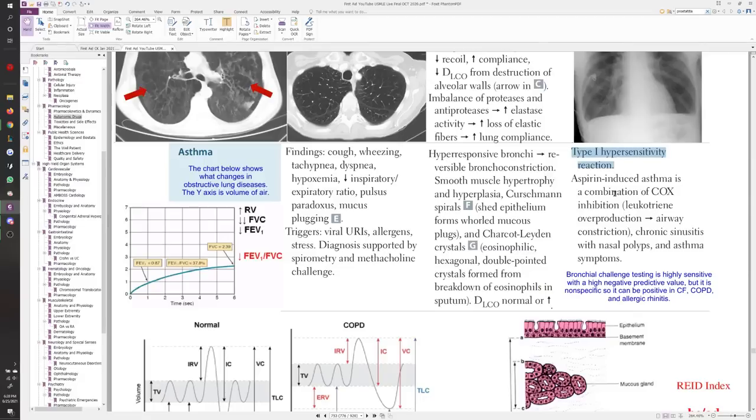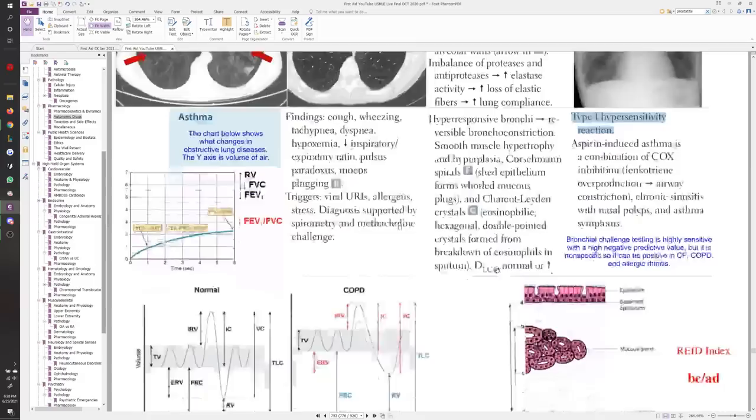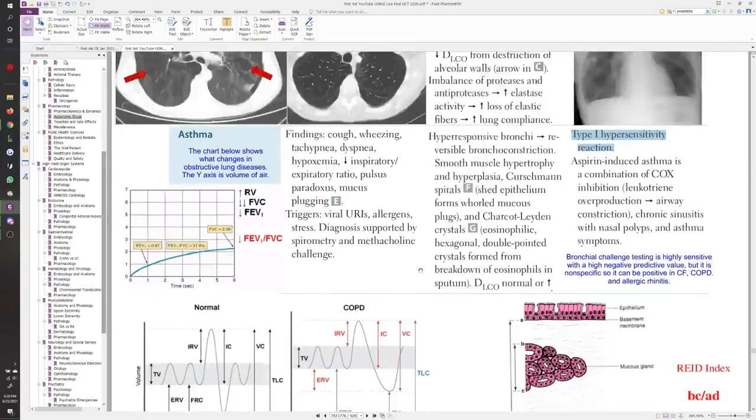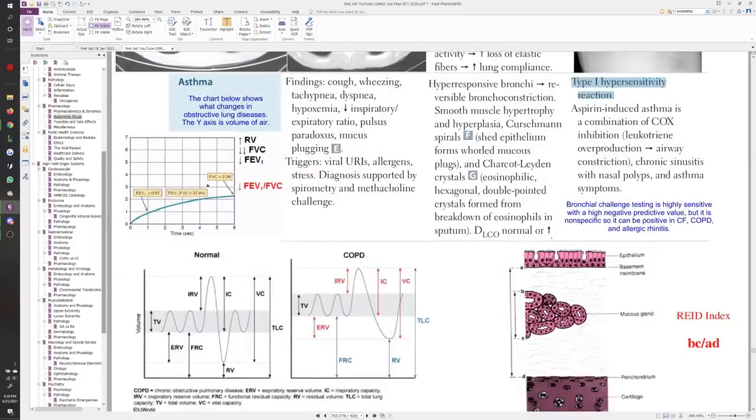You might have a question where it's asthma, but you have to pick the answer choice: type 1 hypersensitivity or type 2, type 3, type 4, like that. So of course type 1 is one thing, an antigen, nothing else, right? Type 2 is antigen and antibody, two things. So this is clearly just due to some kind of allergen, so you pick type 1. Aspirin-induced asthma is a combination of COX inhibition, chronic sinusitis with nasal polyps, and asthma symptoms, which we saw. Great. So now you have a bunch of things that we're going to be needing to know.